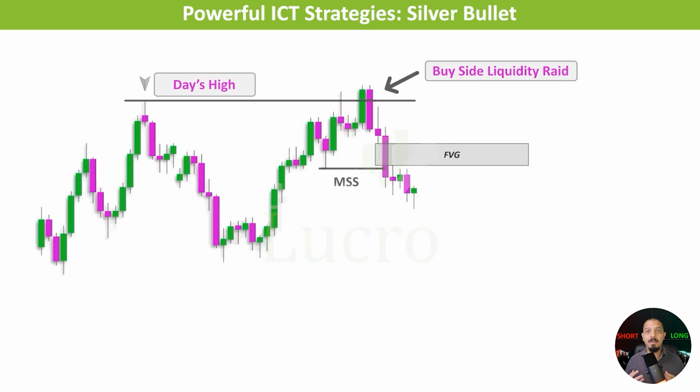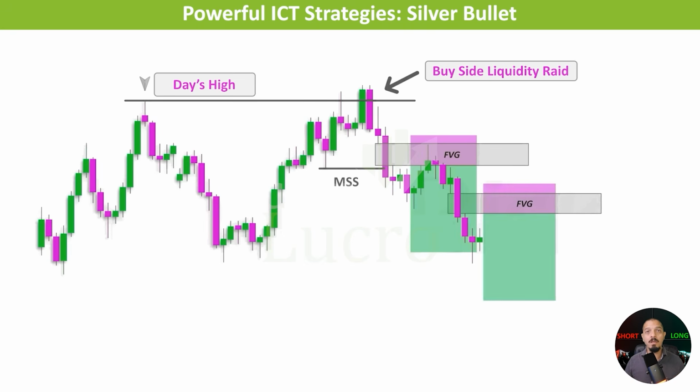Then mark the bearish fair value gaps that formed along the way as supply zones. Set a sell limit order at the start of the FVG zone and wait for price to pull back into this area. If new FVGs form, you can plan future trades, but always follow a proper risk management plan.